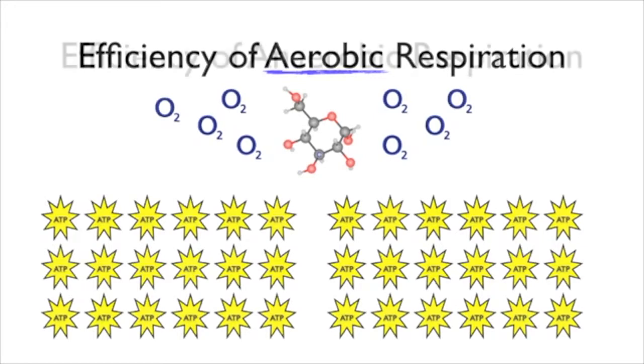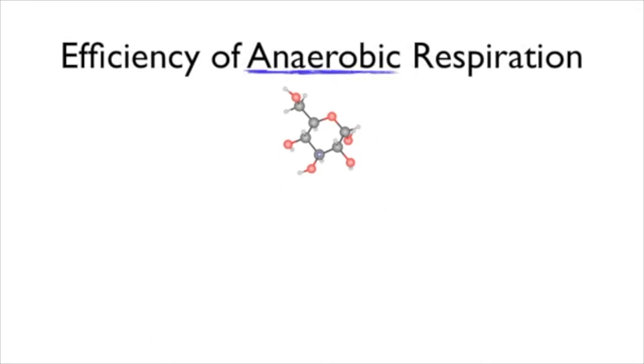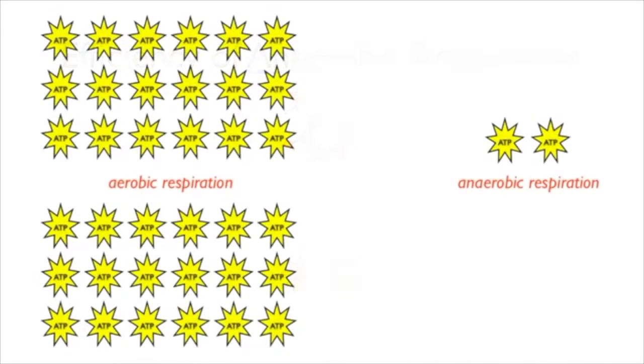Compare that to anaerobic respiration. If there is no oxygen present, you stick that same glucose into the mix, and what do you get? Only 2 ATPs. So you can see how much more efficient the aerobic respiration pathway is compared to anaerobic respiration. So aerobic respiration is like 16 times more efficient at stripping the energy from carbohydrates and converting that energy into usable ATP.